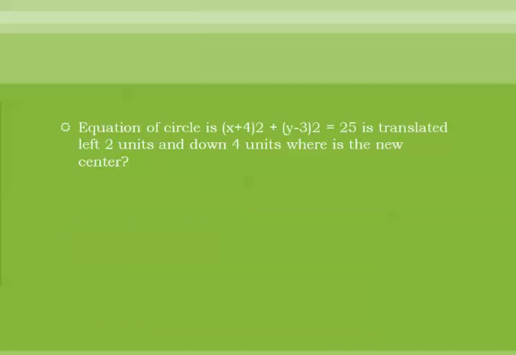Okay, moving on. If I've got this equation for a circle, and that 2 is supposed to be squared up there, it is translated left 2 units. That means I'm going to go left. That's this way. That's negative. That means it's going to go from x plus 4 to x plus 6 squared. And then down 4 units.